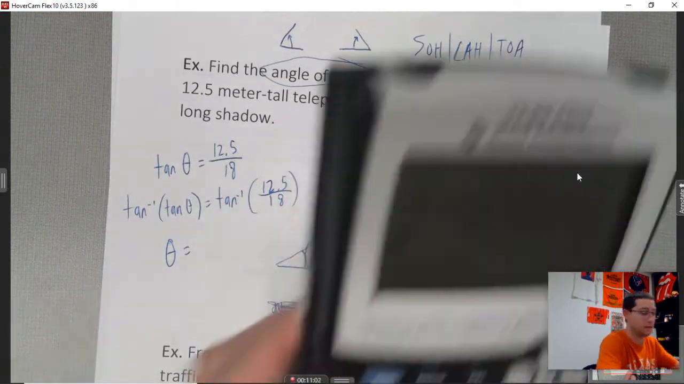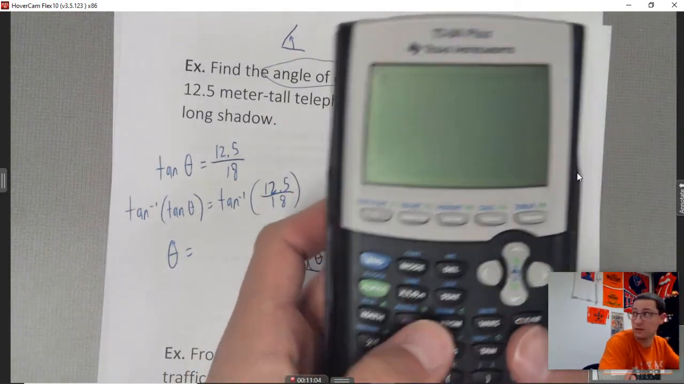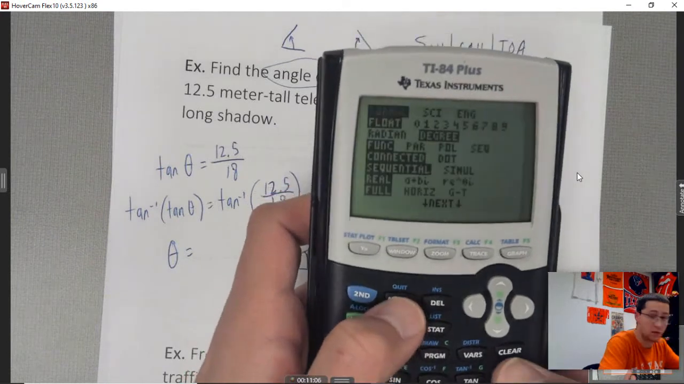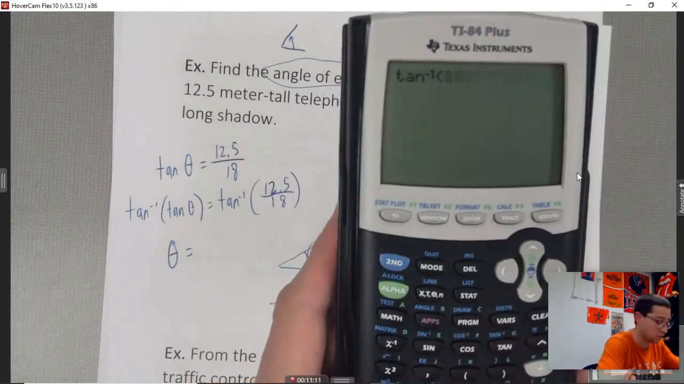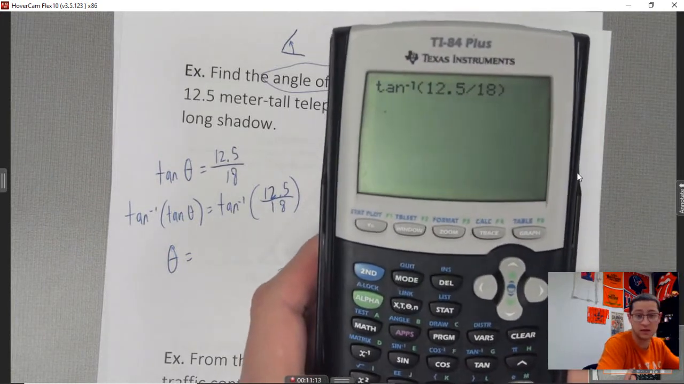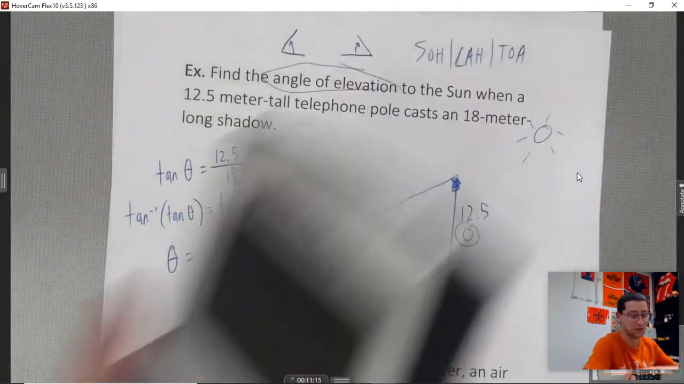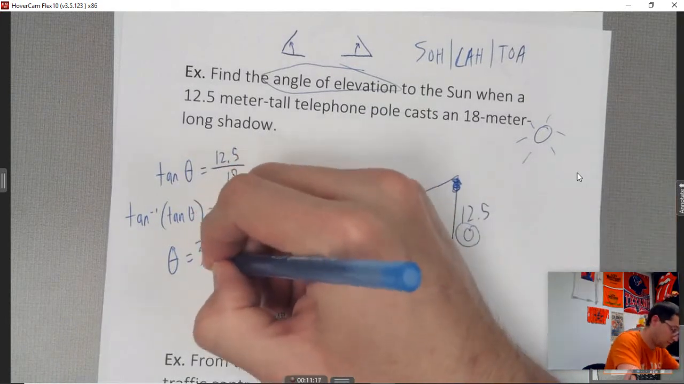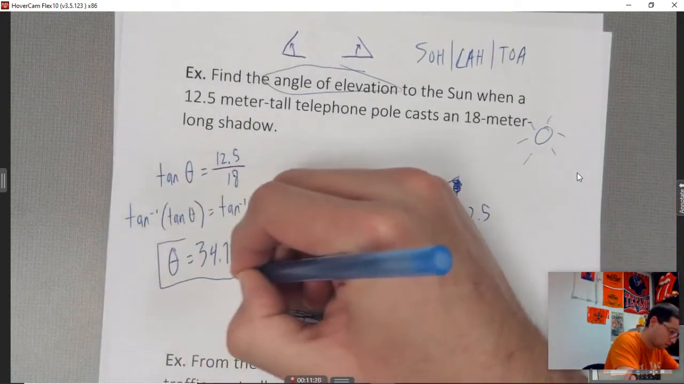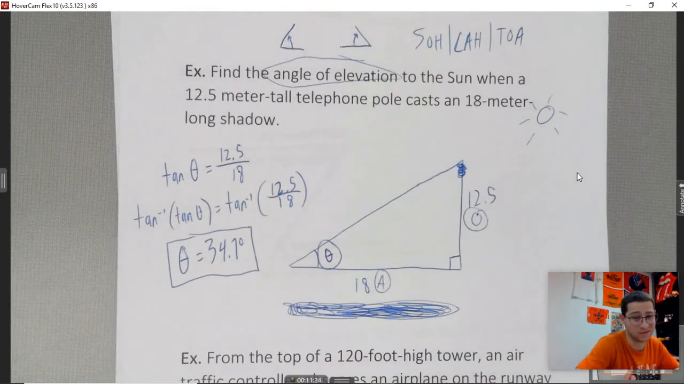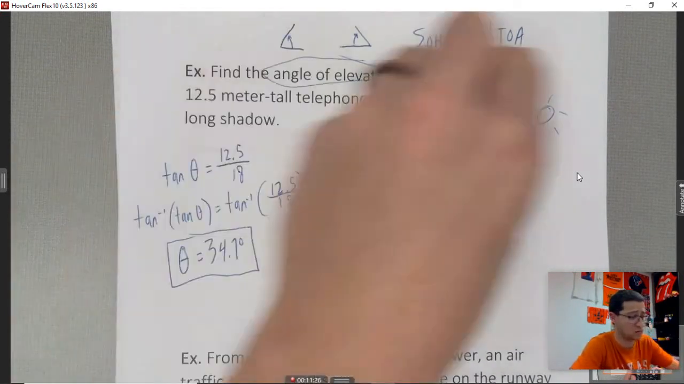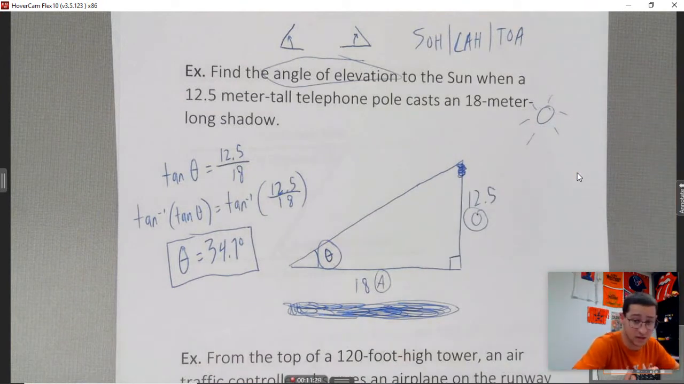That right there. Okay, so I've got to make sure I'm in degrees mode. There it is. And second tangent inverse, 12.5 over 18. There it is. We've got 34.7 degrees. Cool. There's that one. Biggest part is getting a picture from the words. Okay, I will say, so you got to be very diligent there. Make sure you draw the picture correctly. Sometimes you'll be given a picture, sometimes you won't.